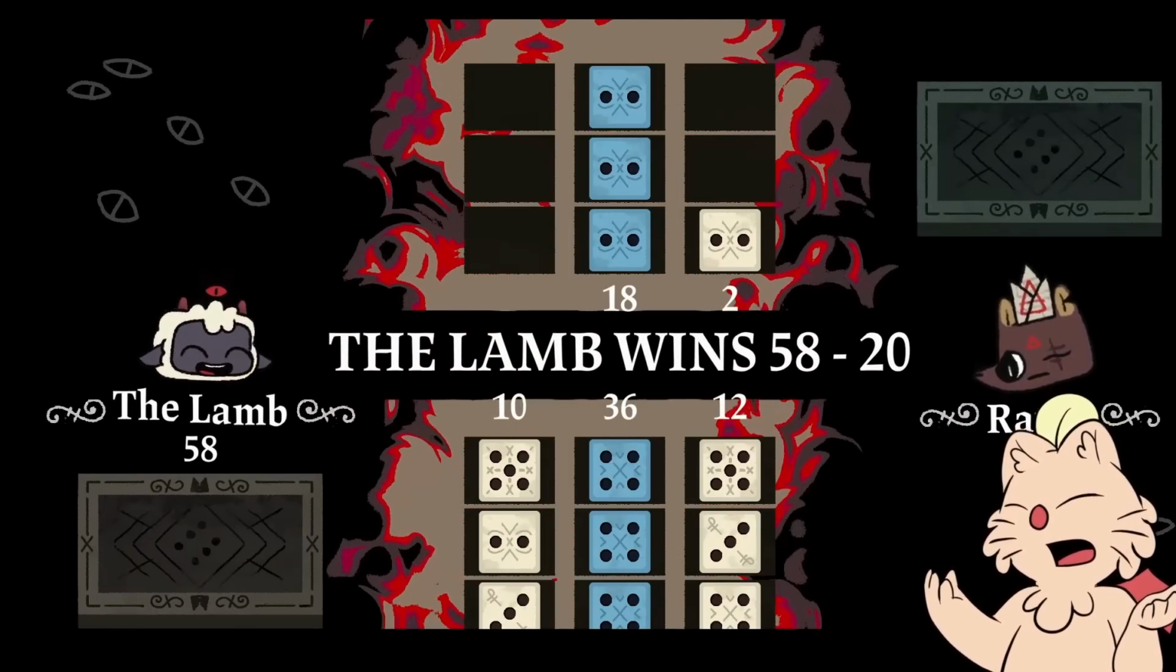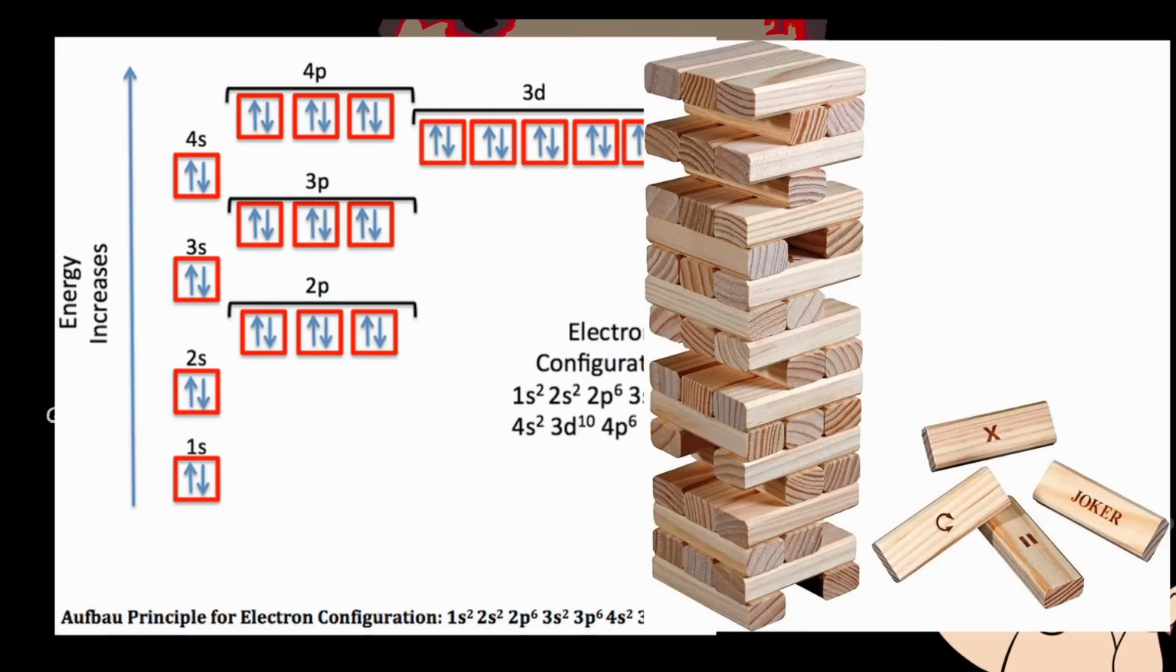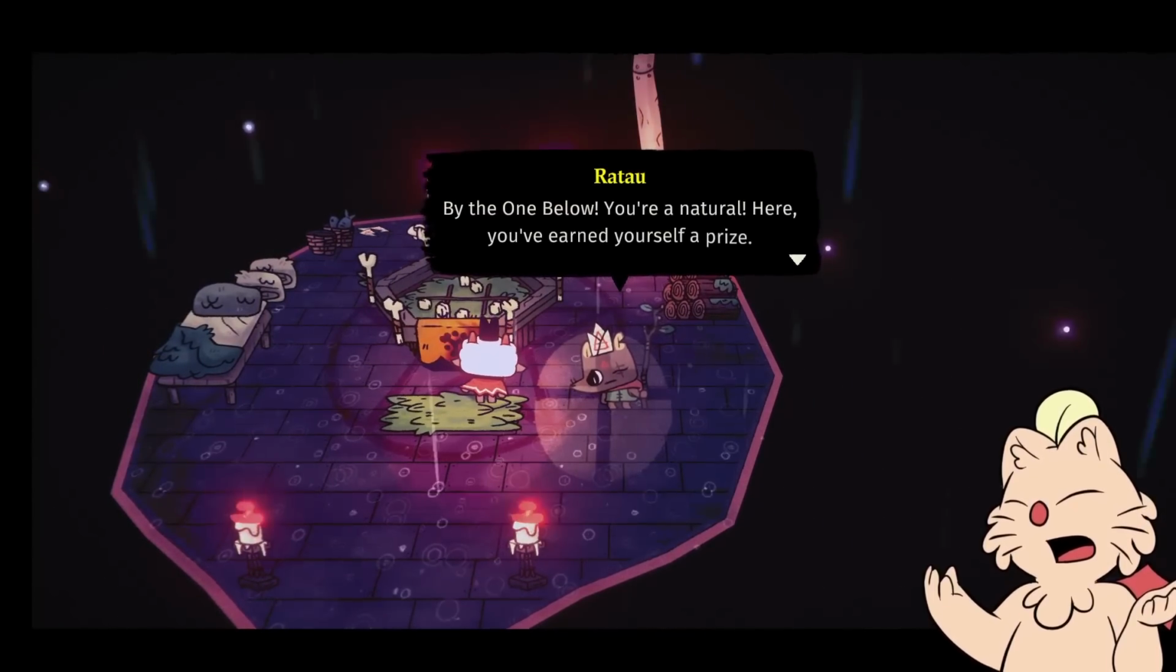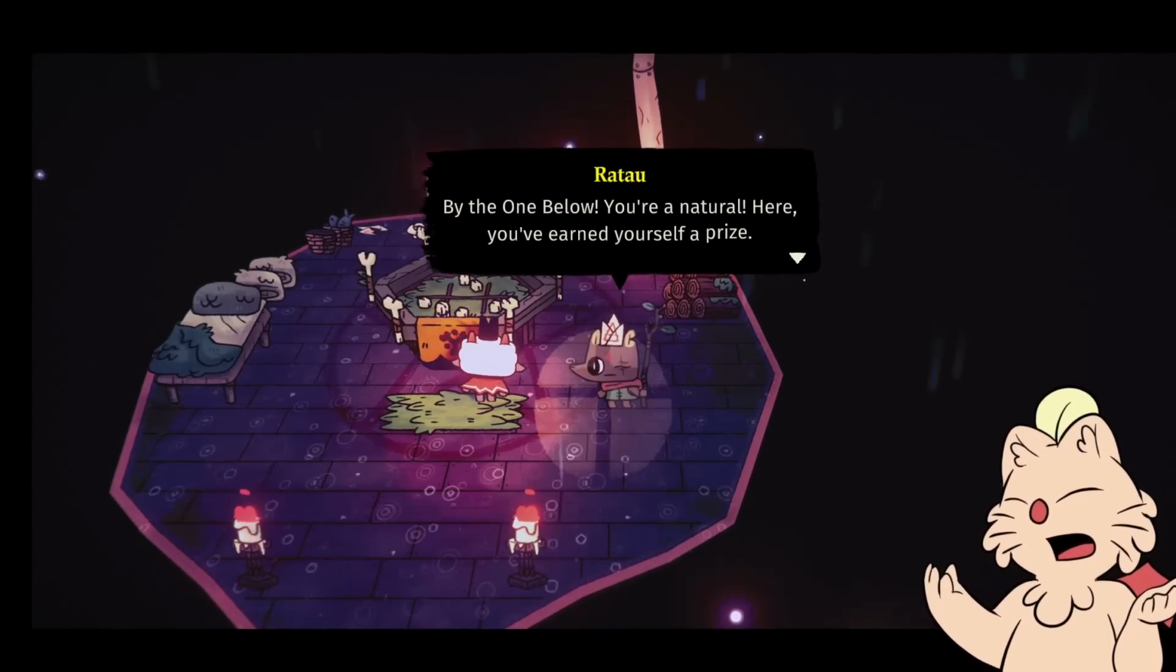Yay, I did it. Think of a Jenga tower. You can't build it by placing the pieces from top to bottom. You need to put the pieces on the bottom first and then move higher. That's what's going on here.